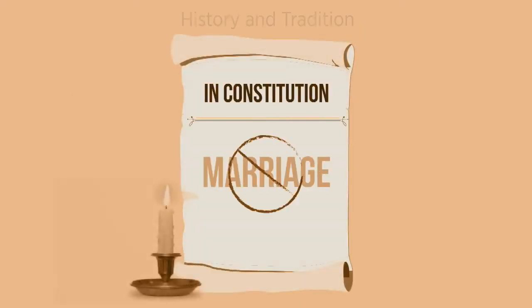The Constitution doesn't say anything about marriage, much less same-sex marriage, so most of those opposed to it point to history and tradition to argue that as far back as history goes, across time and cultures, marriage has always been between a man and a woman. History and tradition, they say, couldn't be more against same-sex marriage.